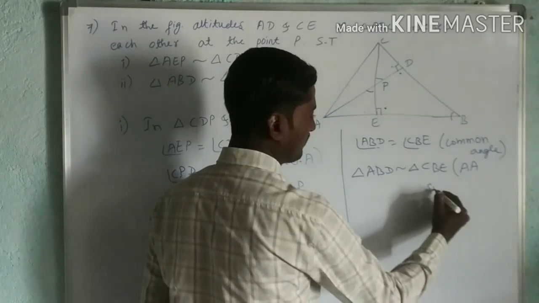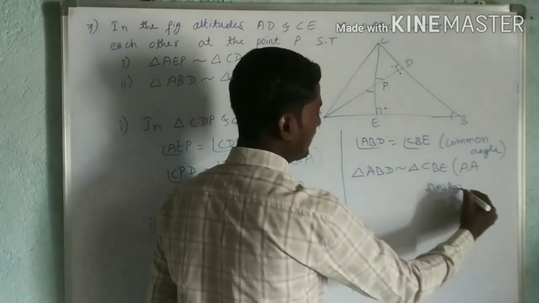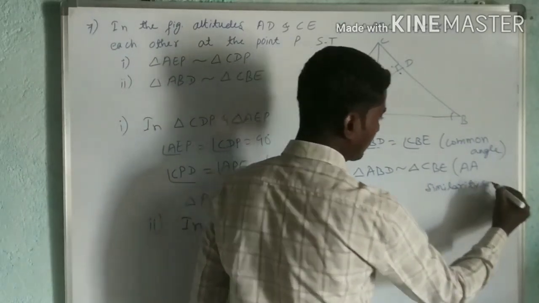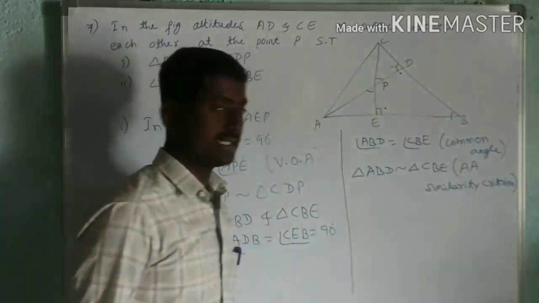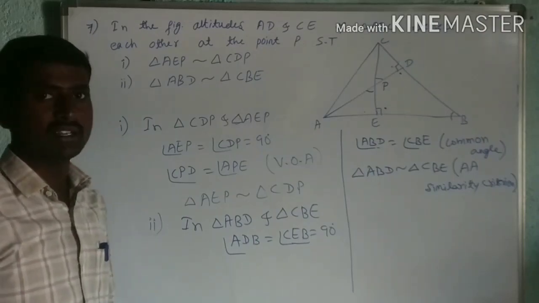I must write it: AA similarity criterion. Okay, so this is the first and second. Let us solve the third and fourth also.